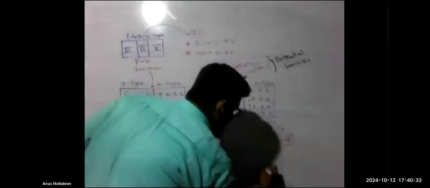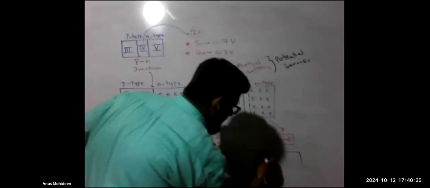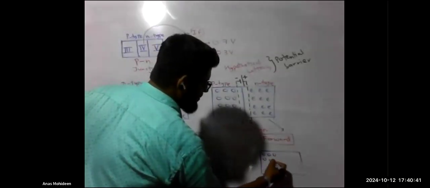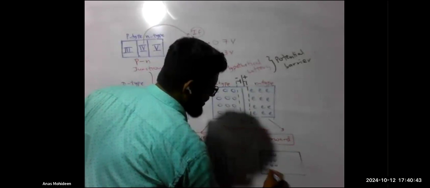Second one: forward biasing. What is forward biasing? You can now imagine what happens over there. I'll start from here. 1, 2, 3.